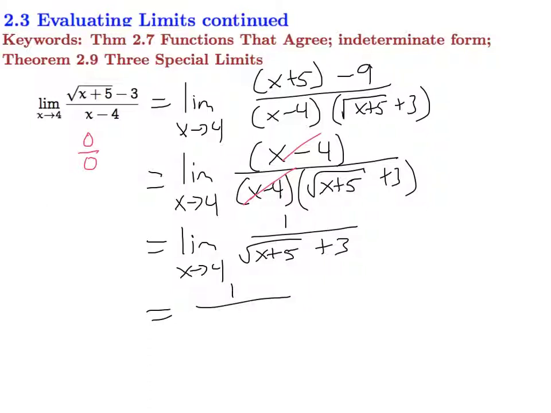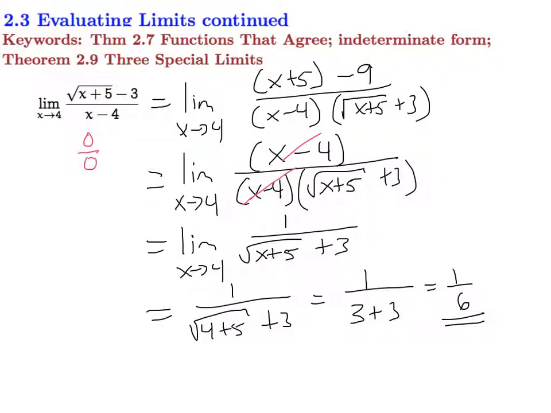If I just directly substitute, I'm no longer going to get that pesky divide by 0 problem, because I'm not dividing by x minus 4, so I'm no longer going to divide by 0. Instead, I'm just going to divide by 3 plus 3, so I end up with a limit of 1/6. So I was able to replace my function with something simpler by doing this rationalizing technique.